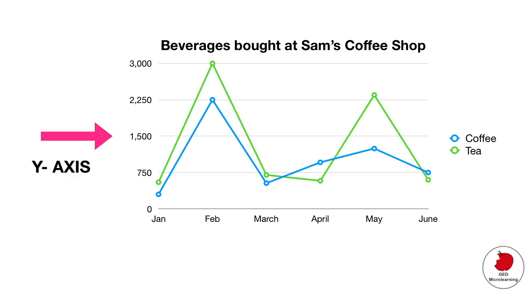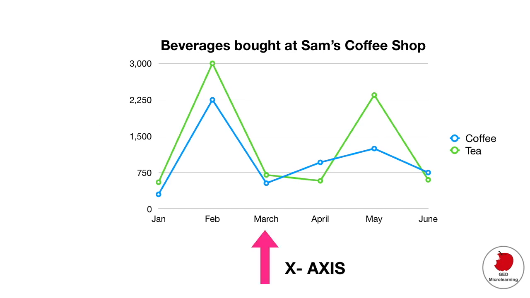Then you're going to look at the y-axis, which is the vertical axis. And in this case, I made a mistake and didn't write it there, but this is the number of drinks. And then you look at the x-axis, which is the horizontal. It's telling you how much they sold each month. And then finally, you look at the legend there on the right. Okay, so that's telling you that the blue line represents coffee, the green line represents tea.